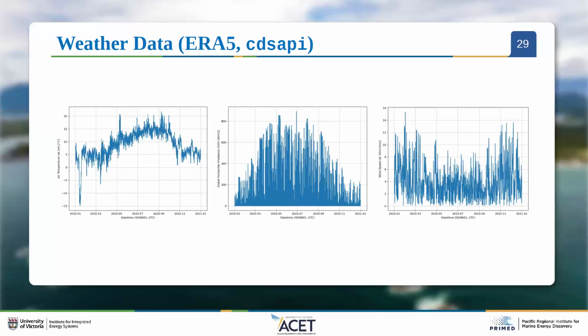So for Bella Bella, I went and pulled some data from the ERA5 database, and this is an example of some of the data features I got. The plot on the left is the air temperature for this location over the course of a year. Other than the cold snap in January, it's between about 0 and 20 degrees Celsius throughout the year. The middle plot is a time series of the solar resource, that's global horizontal irradiance. And then the plot on the right is the wind speed at 10 meters elevation.